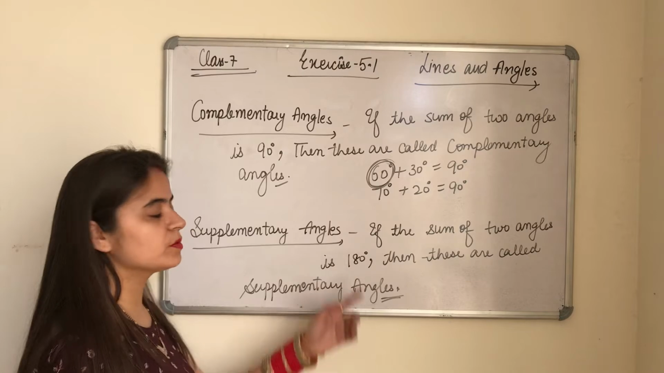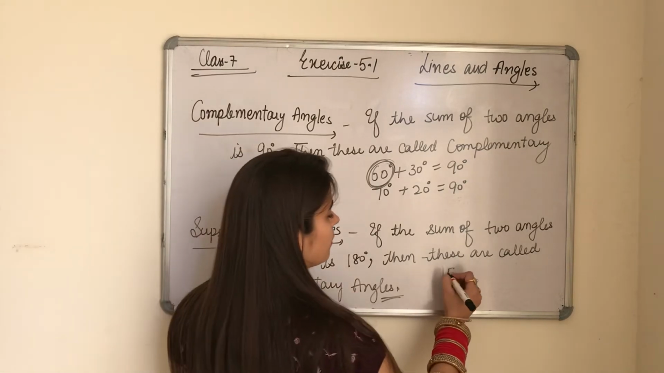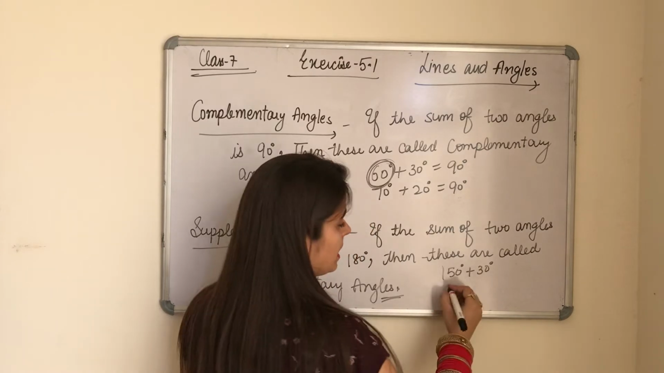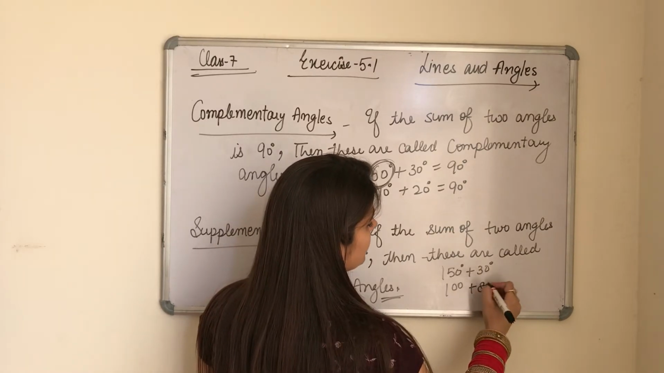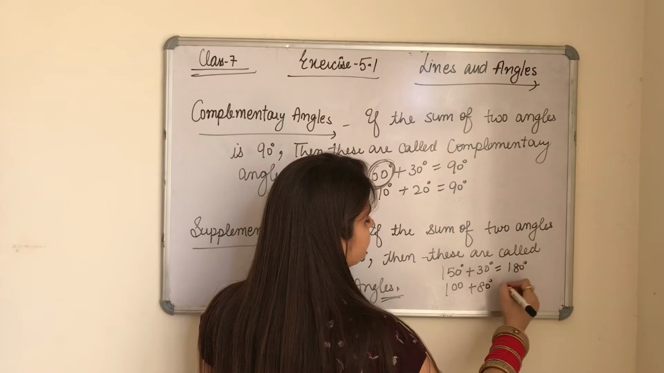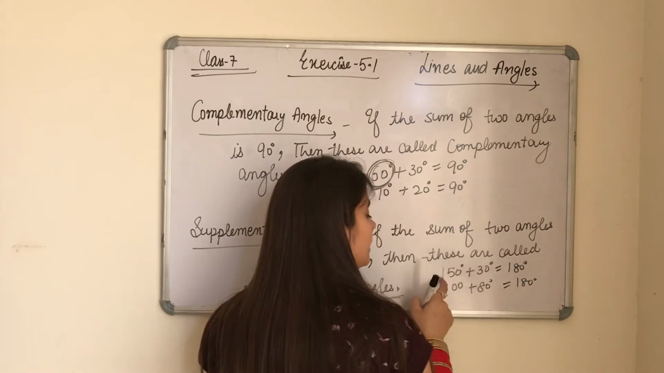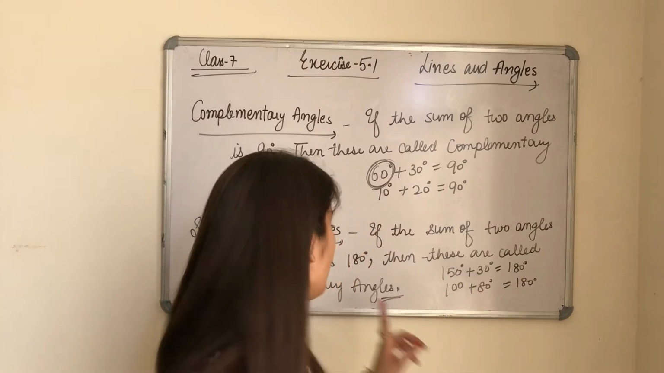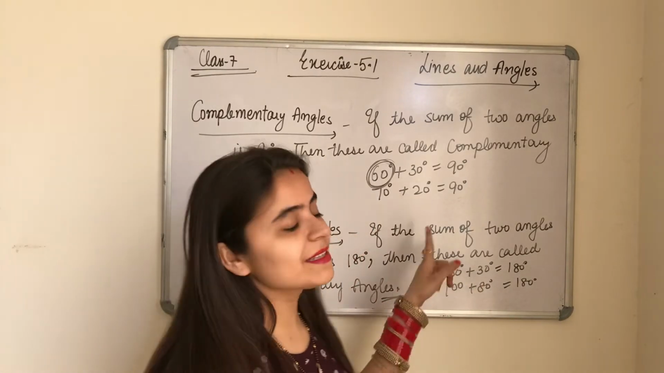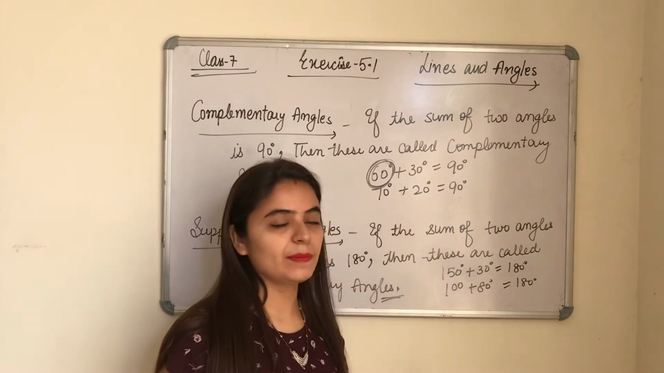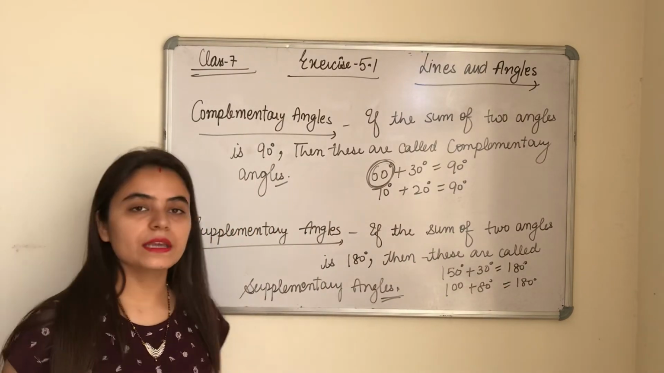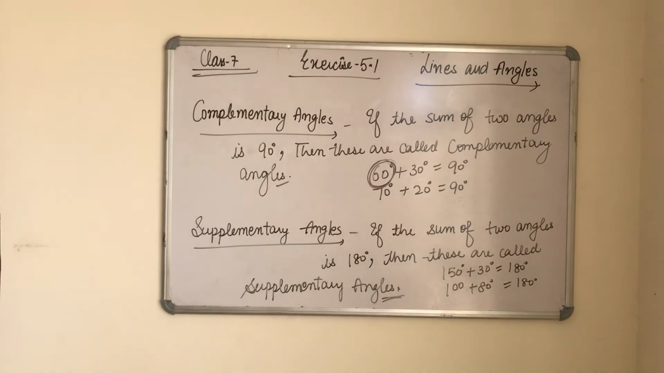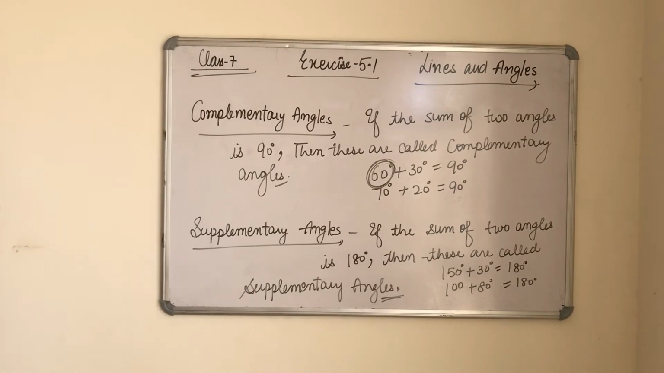Supplementary means whose sum is 180 degrees, like 150 degrees plus 30 degrees, 100 plus 80 degrees. So 150 is the supplement of 30 and 30 is the supplement of 150 degrees. Okay, one angle is given and we need to find the complement or supplement of that angle. We will find that.